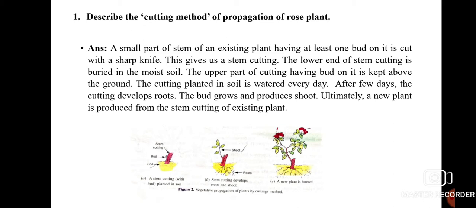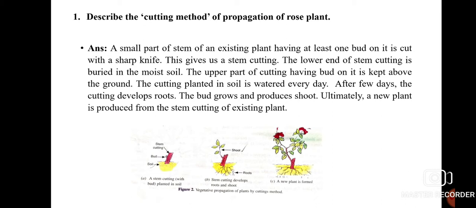Now this is your stem cutting. After that, the lower end of the stem cutting is buried in moist soil, not dry soil, but moist soil where there is an adequate amount of water. The upper part of the cutting, having the bud on it, is kept above the ground. Here you can see this diagram. In A, the stem cutting is there, the bud is present above the soil, and the lower part is buried under the soil.